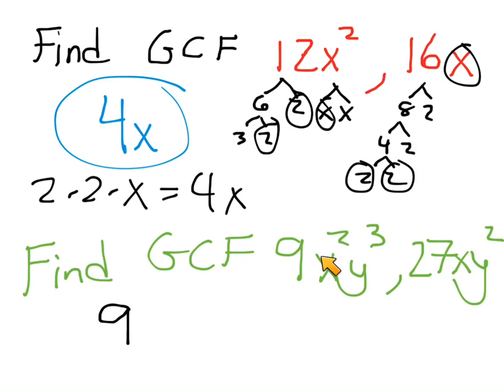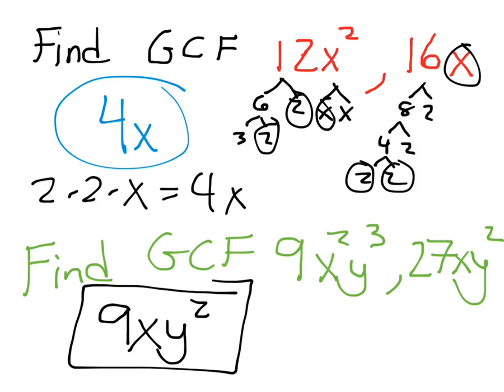Now let's look at my variable x. I have two x's being multiplied here. I have one x being multiplied here. So how many do they have in common? They each have one x in common. And I have three y's being multiplied here. I have two y's being multiplied here. So how many do they have in common? Two. They each have two. This one happens to have three, but they share two at least. So they both have two in common. This would be my greatest common factor. Again, 3 is a factor. Y to the first power is a factor. But 9 is the greatest. Y squared is the greatest. That's the most y's they have in common.